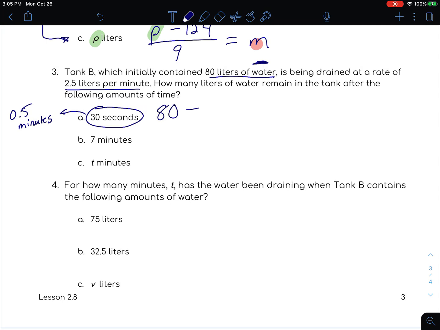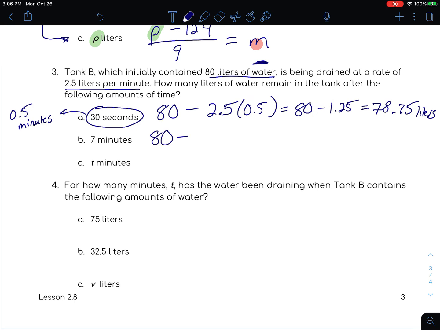So if we're using that idea, we started off with 80. This time we're subtracting 2.5 liters per minute over 1/2 a minute. All right, so in other words, we're subtracting 1.25 liters, and that gets us down to 78.75 liters.